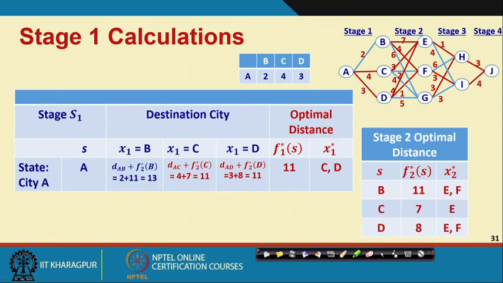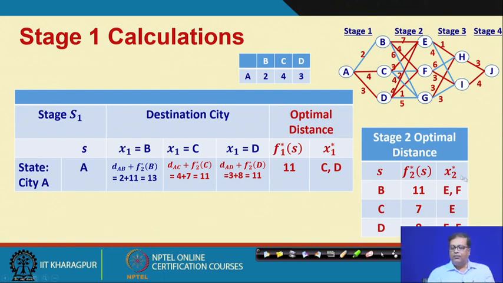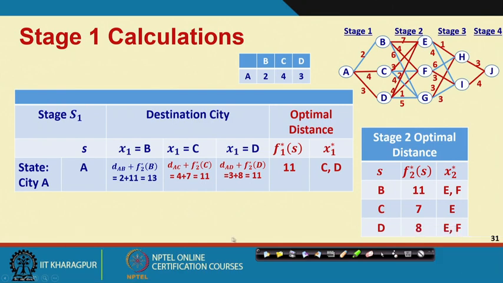Coming to the stage 1 calculation, there is only one starting city, and those optimals for BCD are made use of. So, f2 star B is 11, f2 star C is 7 and f2 star D is 8. So, only 3 distances are there: 2, 4 and 3. When you make use of them you get 13, 11 and 11, and we know that 11 is the minimum. So, 11 is the optimal distance and the destination cities are both C and D. This is our stage 1 calculation by making use of the recursive formula.